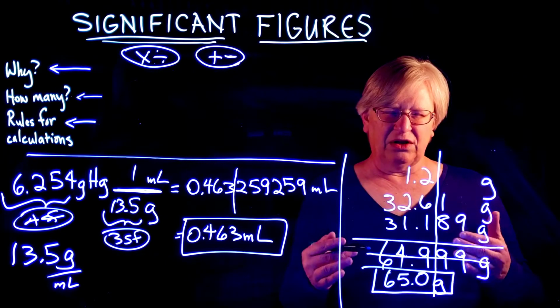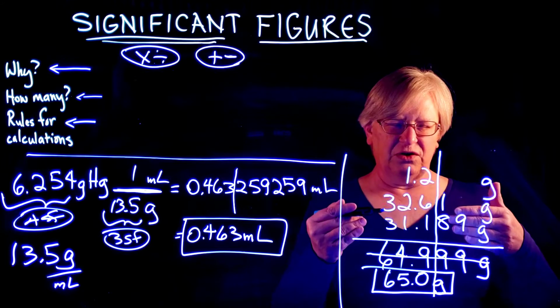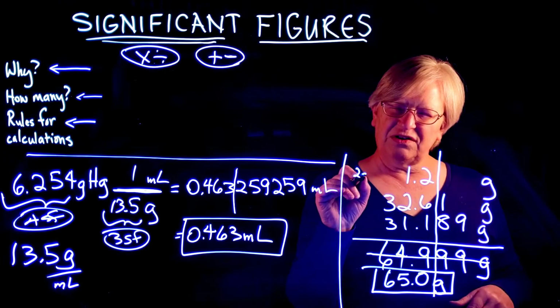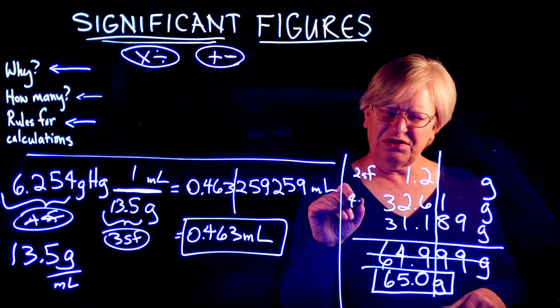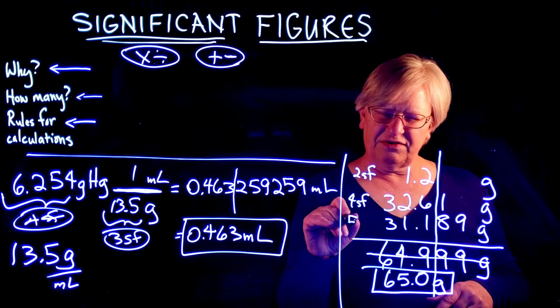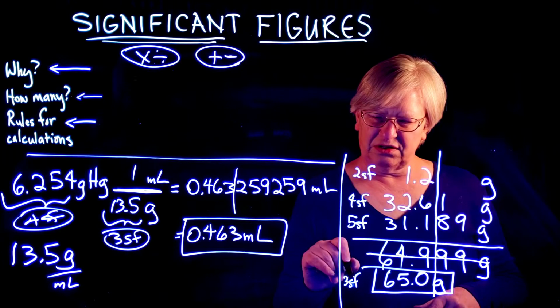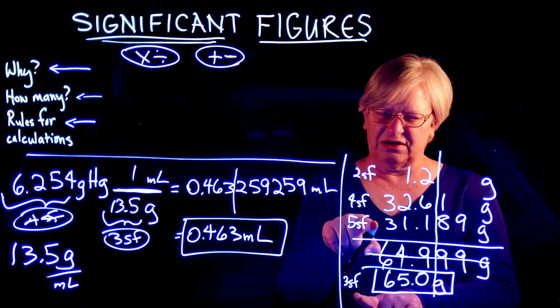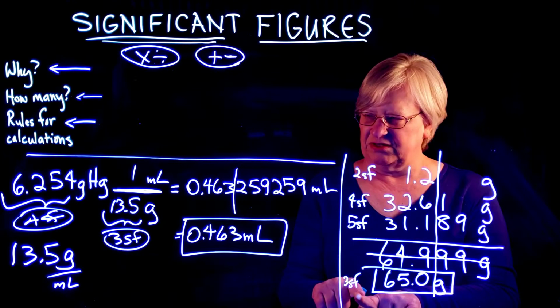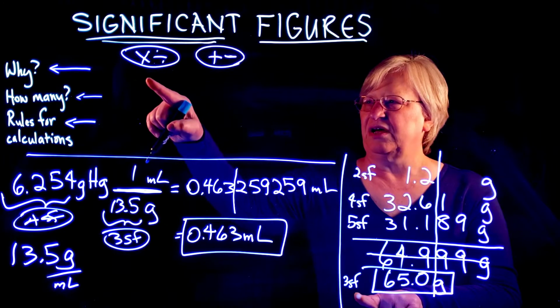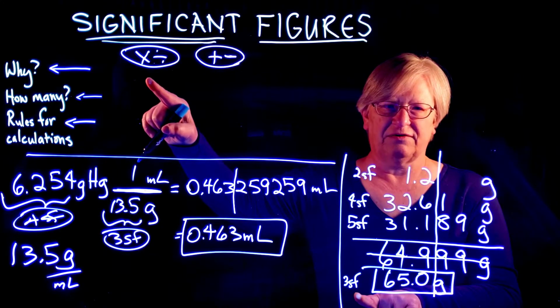Now, did I do that by looking at the most or the fewest? I had 2 Sig Figs here. I had 4 Sig Figs here. I had 5 Sig Figs here. And I ended up with an answer of 3 Sig Figs. You can see none of these had 3 Sig Figs, but I ended up with 3 Sig Figs in my answer. So we're absolutely not using the same rule as multiplying and dividing.